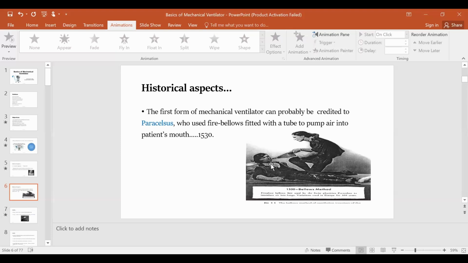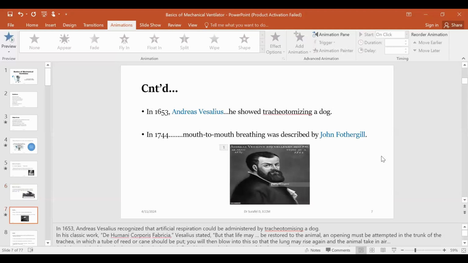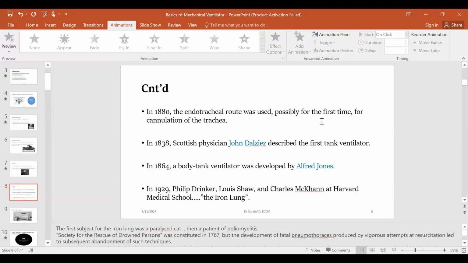So this was used for a patient, especially an awake patient who can breathe on his own. They usually used it to ventilate with pulse pressure ventilation, as we can see in the picture. And next to that, there were also scientists like Andreas, who created an opening in a dog's trachea, and mouth-to-mouth breathing was introduced around the 18th century. And you can see all the growth in the 19th century.